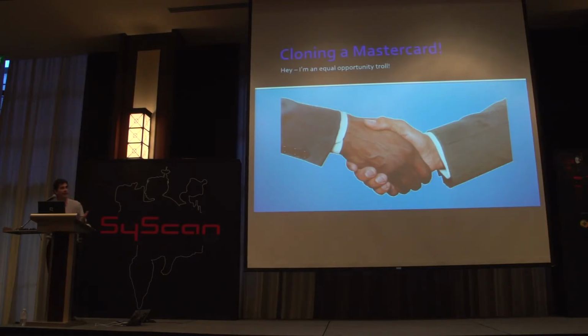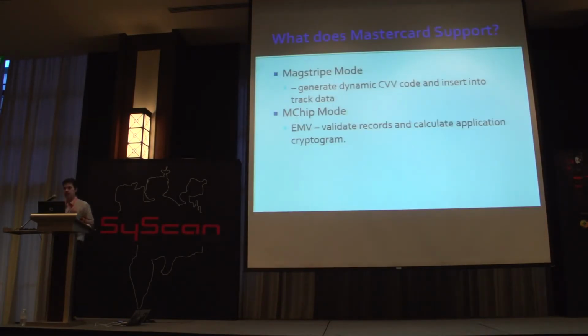Okay, so cloning Mastercard. On Mastercard, we support two different modes. We've got a magstripe mode and M-chip mode. M-chip mode is basically our EMV mode, similar to the Visa standards. We're doing an EMV workflow again in this mode. However, we've got a magstripe mode in Mastercard, which is equivalent to your DCVV or your CVN'17 modes in Visa. These are intended for fallback to support old legacy equipment.